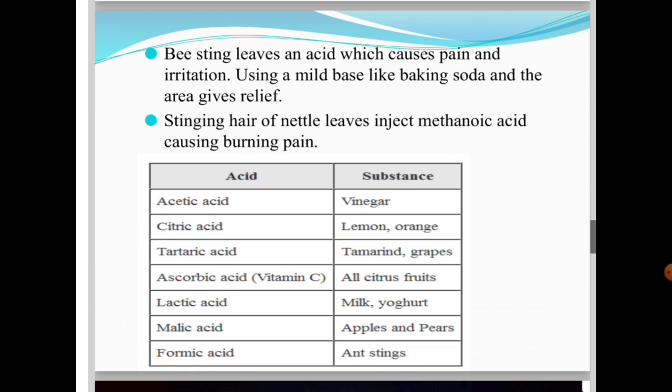There are two columns: acid and substance. Acetic acid, ginger; citric acid, lemon, orange; tartaric acid, tamarind, grapes; ascorbic acid, vitamin C, all citrus fruits; lactic acid, milk, yogurt; malic acid, from apples and pears; formic acid, ant stings.